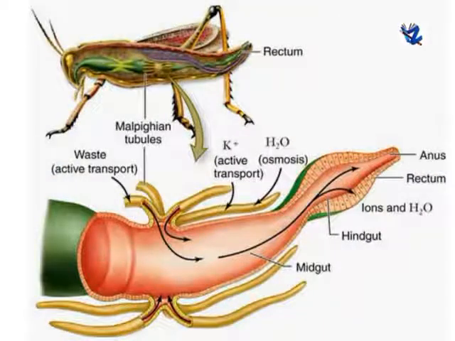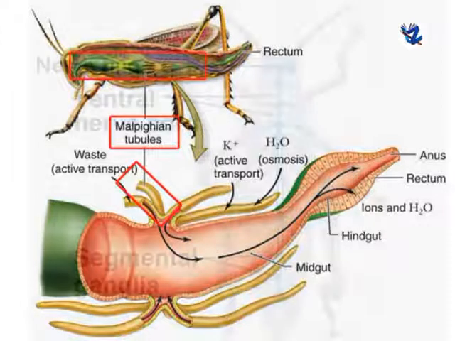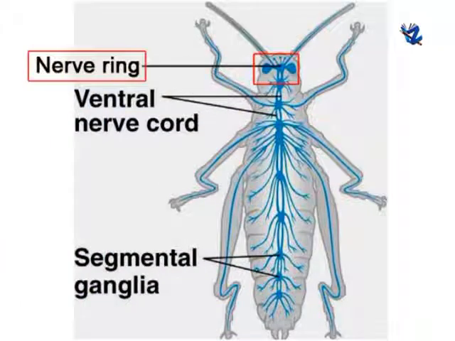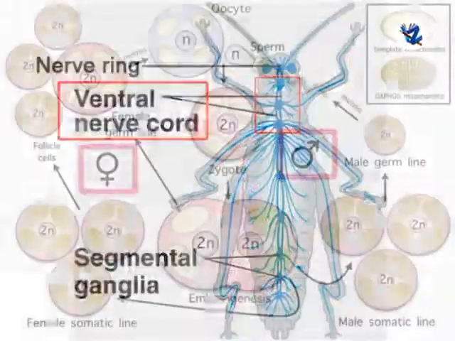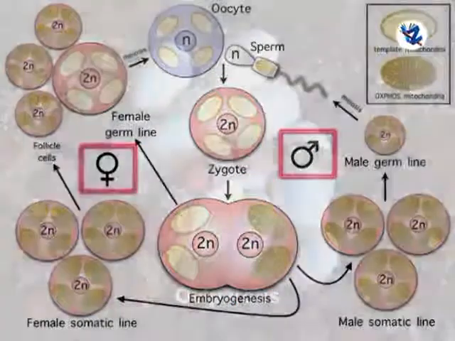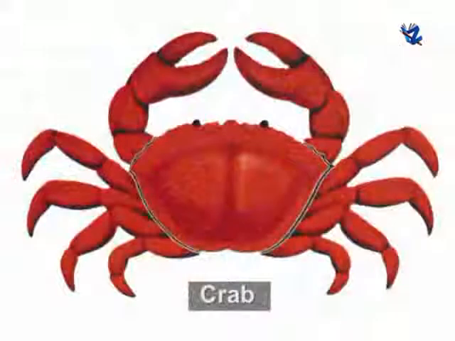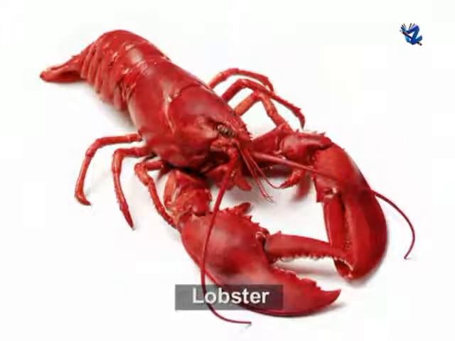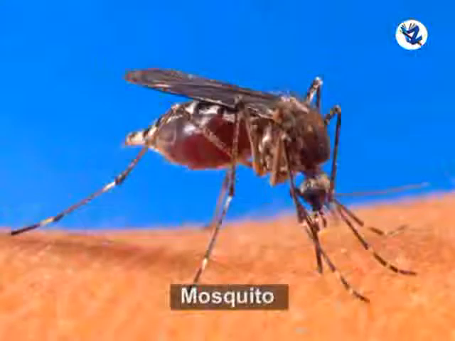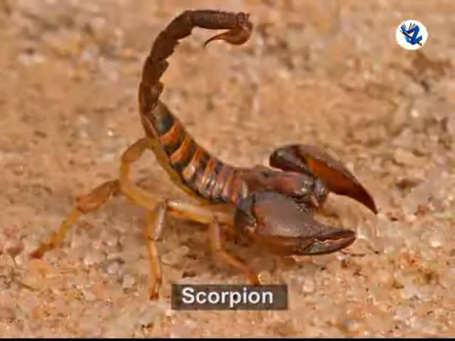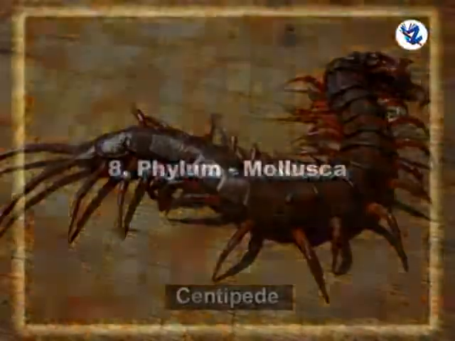Excretion by green glands, Malpighian tubules. Nervous system contains nerve rings and double ventral nerve cord. Separate sexes. Animals oviparous. Example: crab, lobster, butterfly, mosquito, scorpion, centipedes.